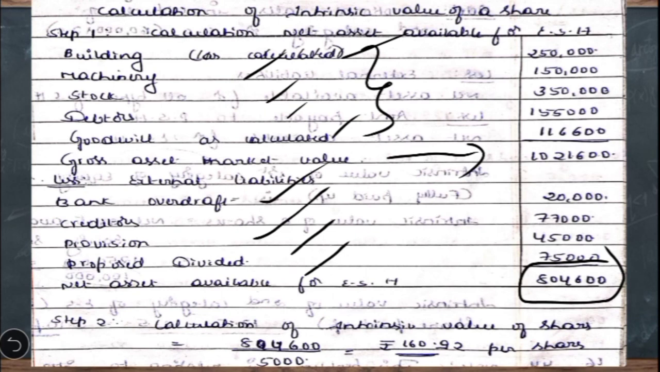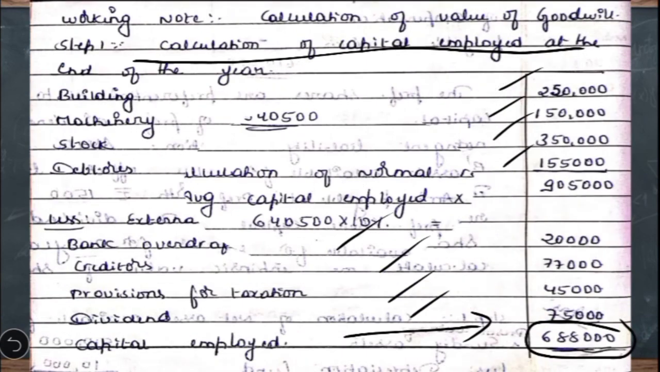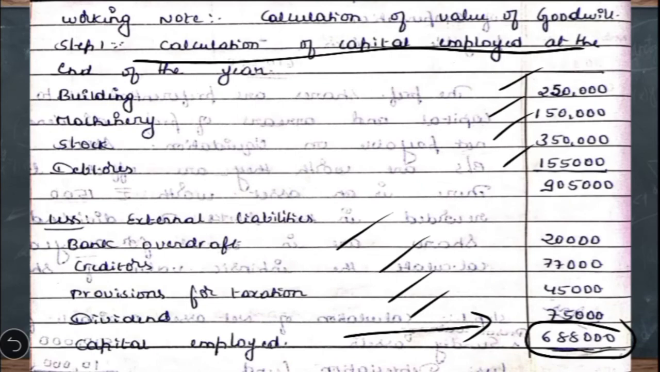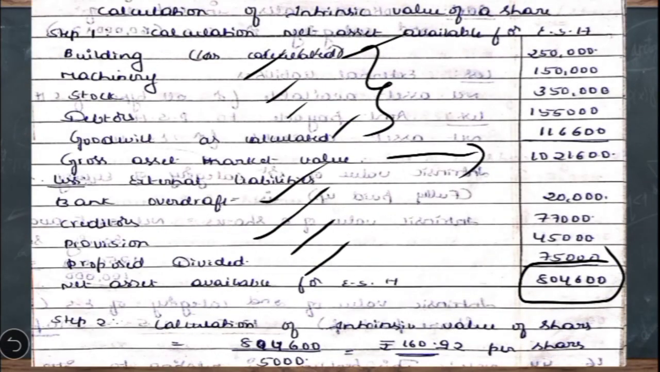And in the second step, calculation of intrinsic value of share, 8,04,600 divided by number of shares. How many? Let's see that. So here how many shares are there? 5,000 shares. So you have to, sorry, not multiply, you have to divide it by 5,000. So it will be 160.92 per share. So intrinsic value in this case is rupees 160.92 per share. So this is the solution for the two questions which we have considered in this session.